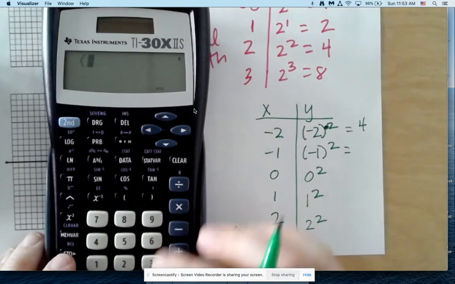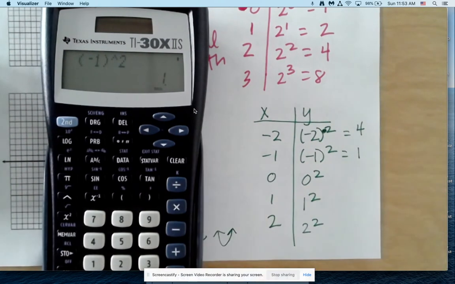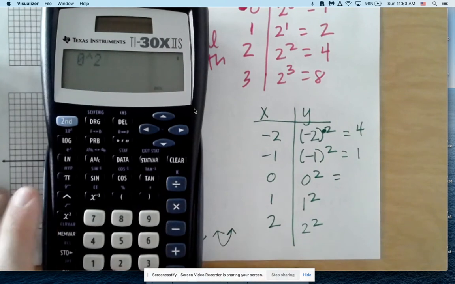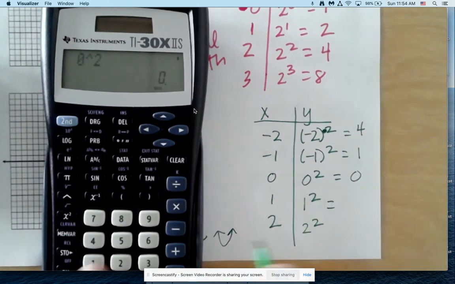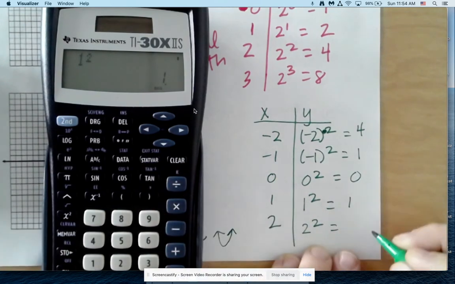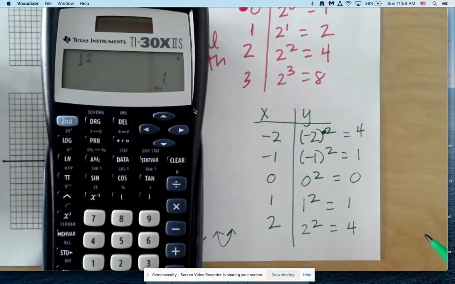Again, -1 to the power of 2 is just 1. 0 to the power of 2, goose egg, 0. 1 to the power of 2 is 1. And 2 to the power of 2, 2 times 2 is 4.